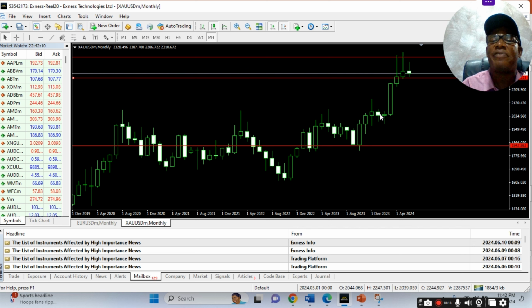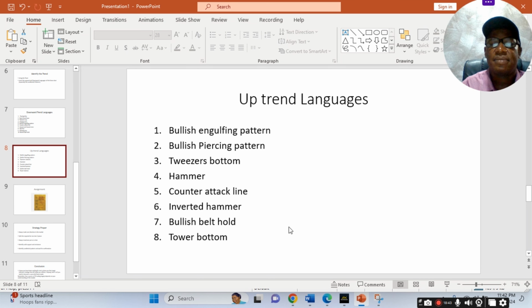What is a bullish engulfing pattern? This candlestick engulfs the whole of this one and 50% of this one. Most times when you see that, you have gotten your chance to trade. So you must understand this language from the charts. If you watch my chart, I have been trading naked charts for the past 10 years.